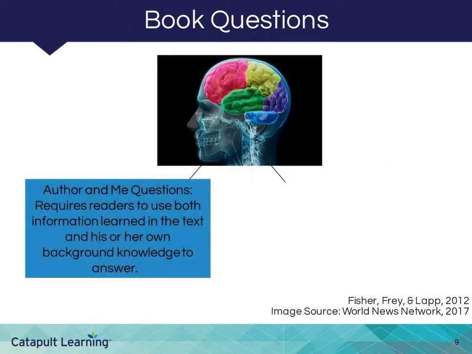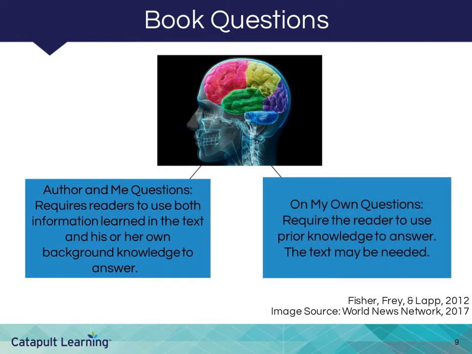Author and Me and On My Own are brain questions because the reader must consider what they know and what they learned from the reading.